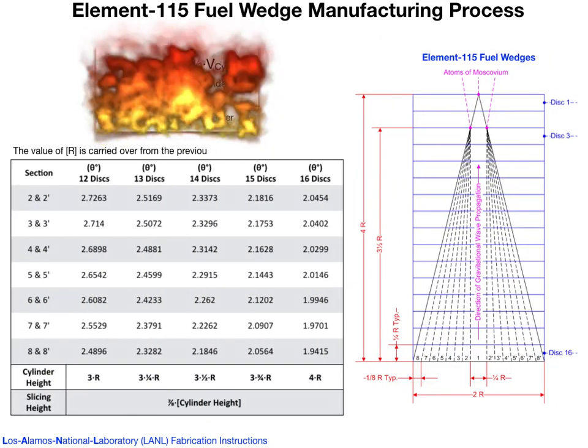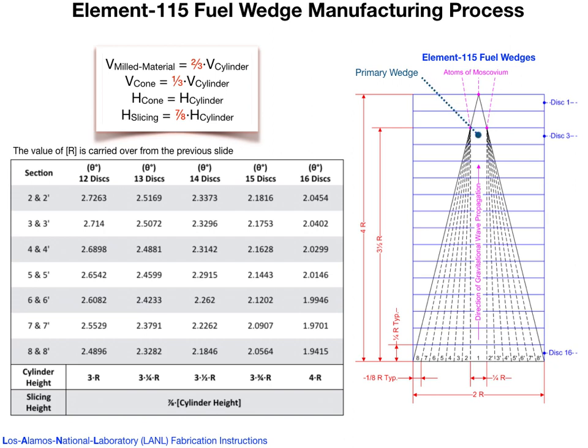Firstly, I need to emphasise that a total of 8 Element 115 fuel wedges, including the primary wedge, can be manufactured from a single cone/cylinder. The dashed lines on the illustration denote slicing planes. The cone is sliced along the dashed lines indicated, then the opposing sections are mated together to form a secondary wedge. So, section 2 mates with section 2', section 3 mates with section 3', and so on. The angle associated with each slice is displayed in the table.